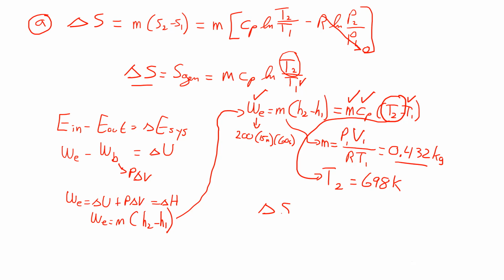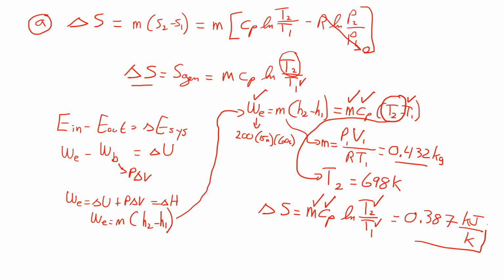And therefore, if I rewrite my equation here, for the change in entropy, it's mass times specific heat times the natural log of T2 over T1. I have mass now, I have Cp, I have T2, I have T1. I can go ahead now and solve for the entropy, which in this case ends up being 0.837 kilojoules per Kelvin. I hope that's clear.